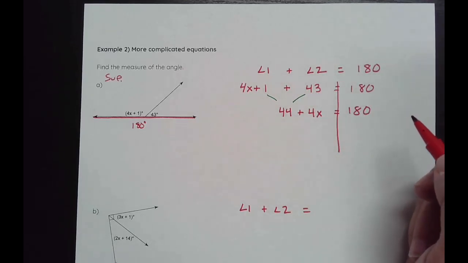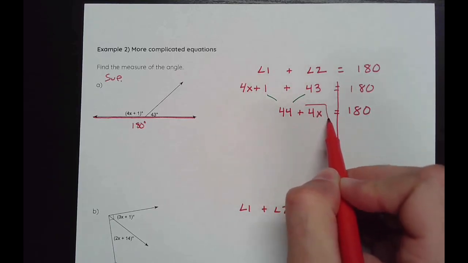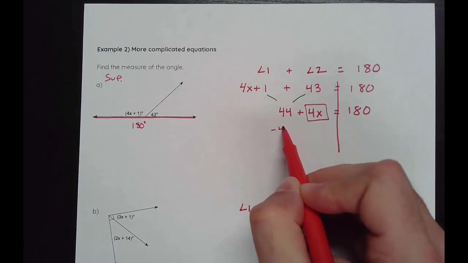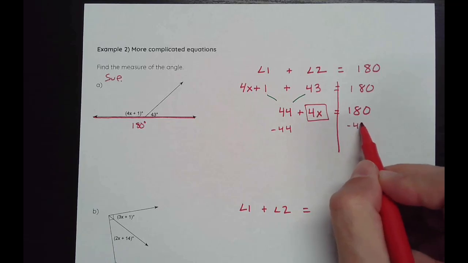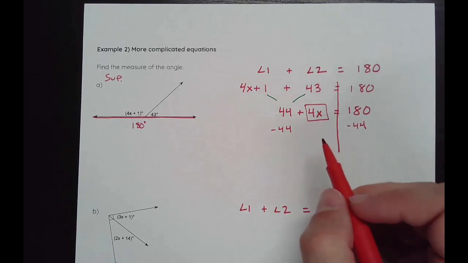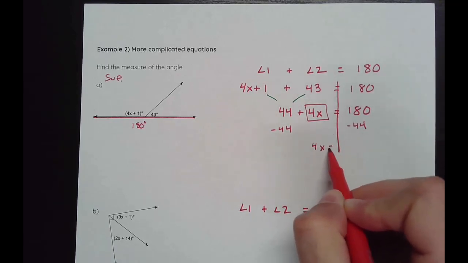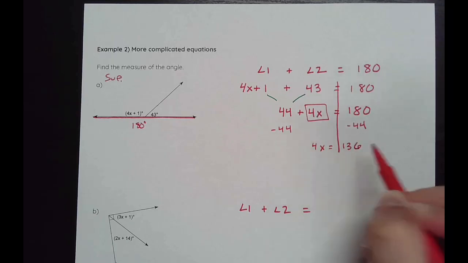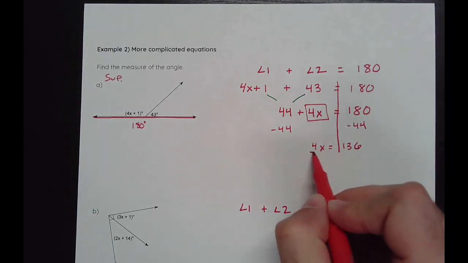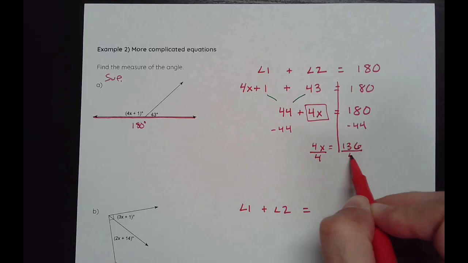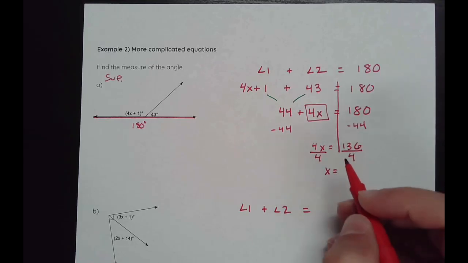Now I have a two-step equation. So I'm going to box my variable term and subtract the 44. This gives me 4x equals 136, which now I must divide by 4. X equals 34.